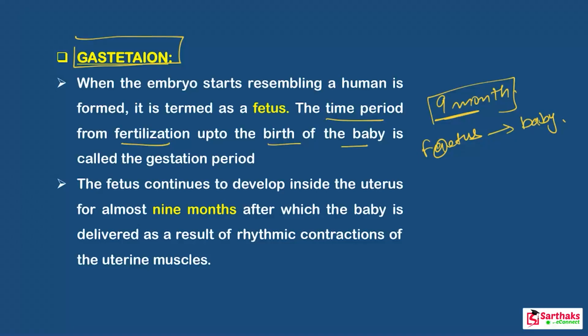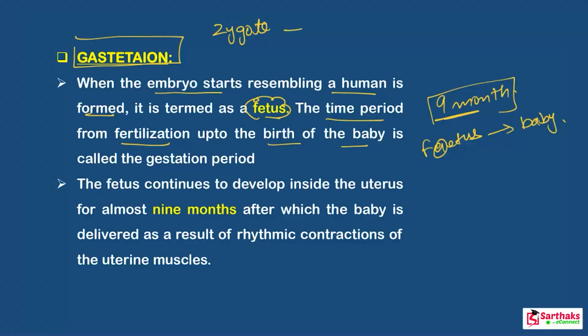But the question is, what do you mean by fetus? When the embryo starts resembling a human, it is known as the fetus. Let me introduce, look, what happened now? When a male and a female gamete fuse together, then a single-cell structure, the zygote, is formed.